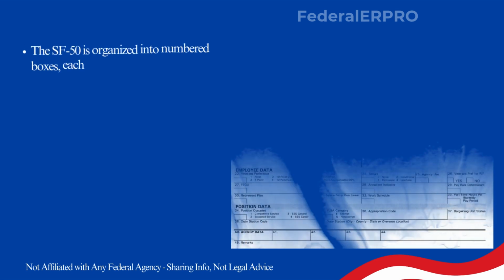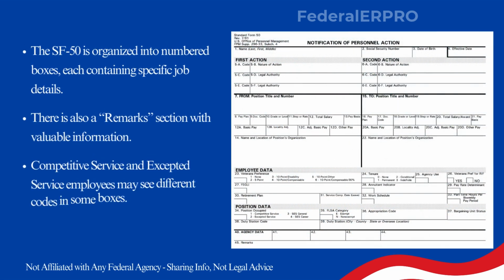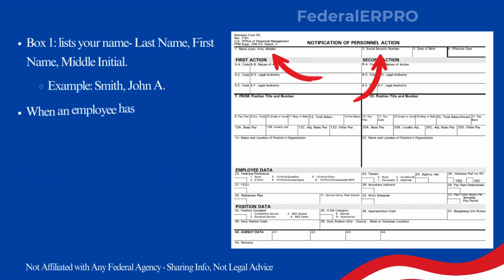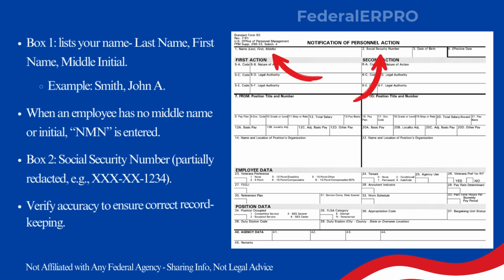Let's talk about the layout of the SF-50. It's organized into dozens of numbered boxes, each with specific information. Box 1 shows your name, last, first, and middle initial. If you don't have a middle name, the letters NMN, for no middle name, will appear. Box 2 is your Social Security number, often redacted to the last 4 digits.